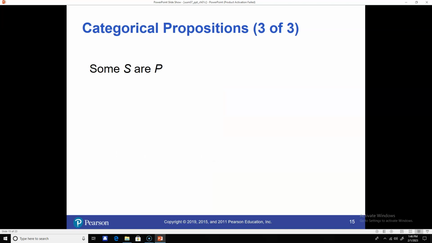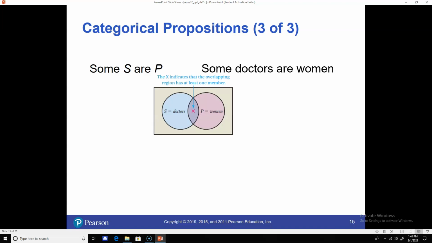Some S are P, this would be an overlapping set. So what was the example of the overlapping set? I think they did women and doctors. Some doctors are women. You could do it the other way too. You could say some women are doctors.